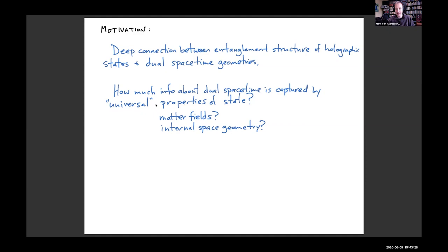We understand through the Ryu-Takayanagi formula, for example, that areas of certain surfaces correspond to entanglement entropies of subsystems. But what about the matter fields in the geometry, if you go beyond the metric? Are those possibly captured by universal properties of the state as well? Or the internal space geometry, is that captured by something universal? Or is that always to do with some specific features of the theory that you're talking about?